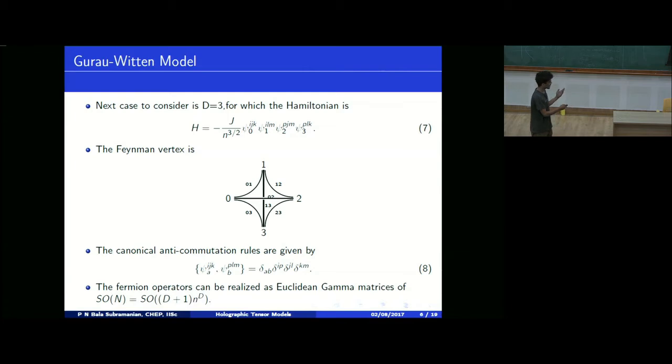you in writing down a representation for this in terms of Euclidean gamma matrices of SO(N) or SO(D+1) times N to the power d. This will come in handy once we are trying to construct or numerically diagonalize the entire d equals 3 model later.